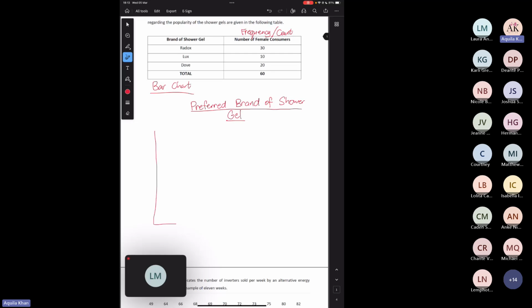And then you're going to draw up your bar chart. The category, which is in this case the shower gel, is always going to be your x-axis. So remember your x-axis is the horizontal one and your options are Radox, Lux, and Dove. Your count, and in this case it is the number of female consumers, is going to be your y-axis.